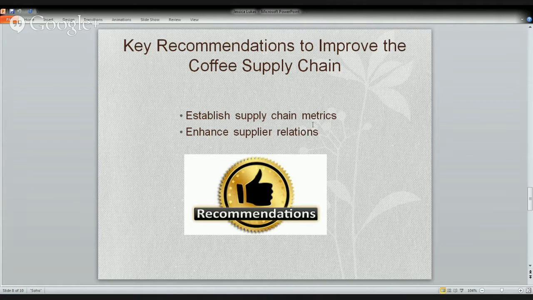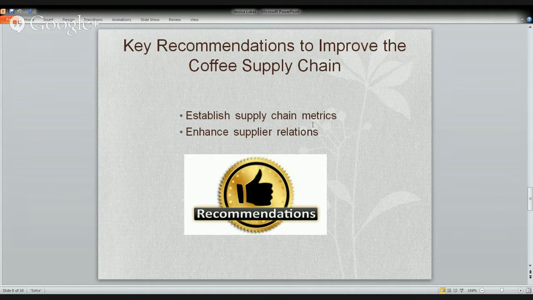Next, recommendation would be enhance supplier relations. One way to improve performance in the coffee supply chain would be through enhanced supplier relations. The coffee supply chain should use supply chain management in order to enhance relationships between the supplier and other parts of the supply chain. Obviously, having a relationship between suppliers is important.